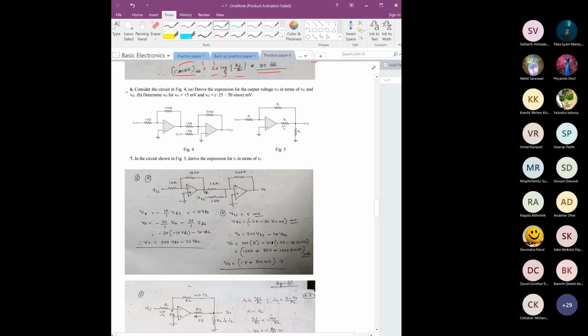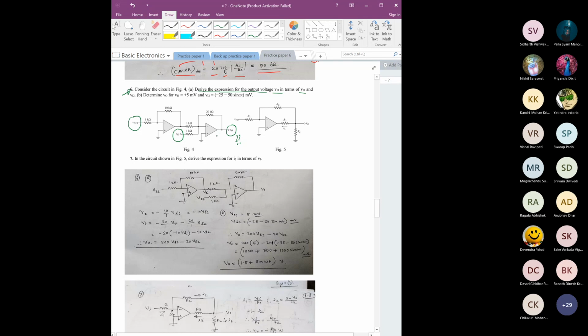Then let's see question number 6. It says consider the circuit shown in figure 4. Now derive the expression for the output voltage V naught in terms of these two input voltages. This is one input voltage, this is another input voltage, and this is the output. We have to find this output. So for this circuit, derive the expression for this output voltage.